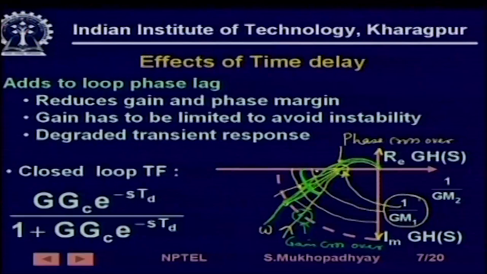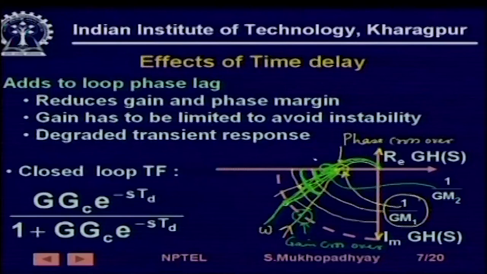Similarly, the gain has increased. So now the gain margin is reduced. If GM2 is the gain, then 1 by GM2 is the gain margin. So that has reduced. This is how the system is gradually coming closer and closer to instability.